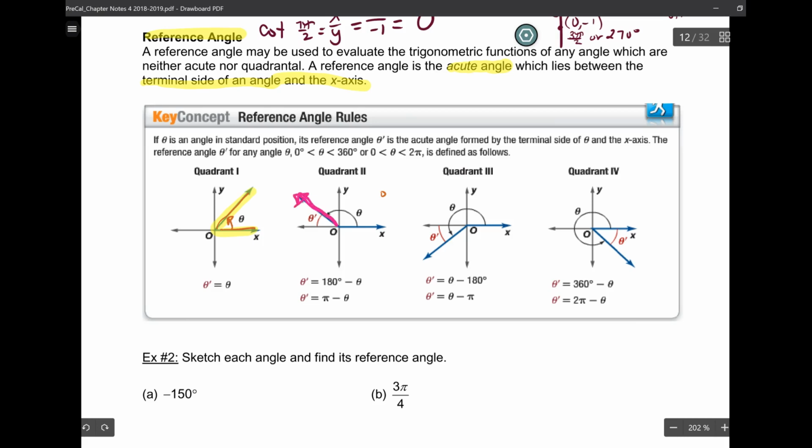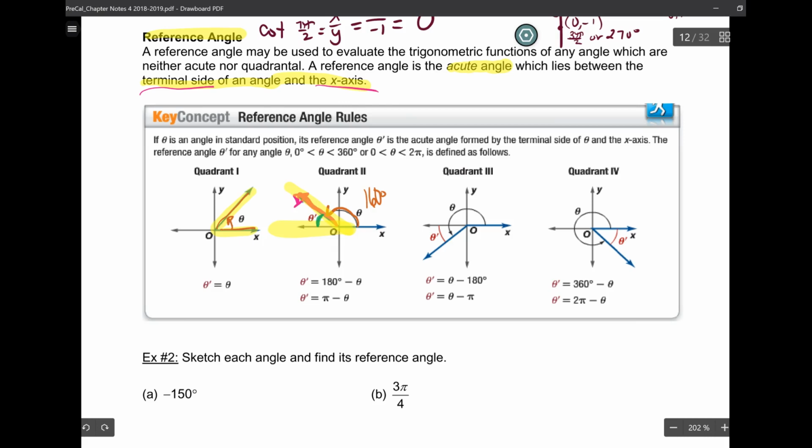side that's in quadrant 2, our actual angle, for instance, this one is 160 degrees. Well, that's really a big number. You don't know that off the top of your head. So the reference angle that we're interested in is between the terminal side and the x-axis. So here, how do I find my reference angle?